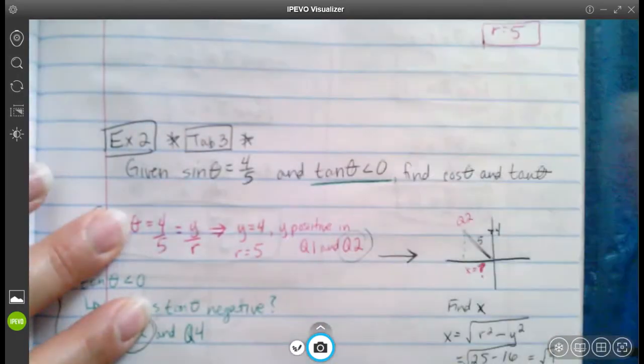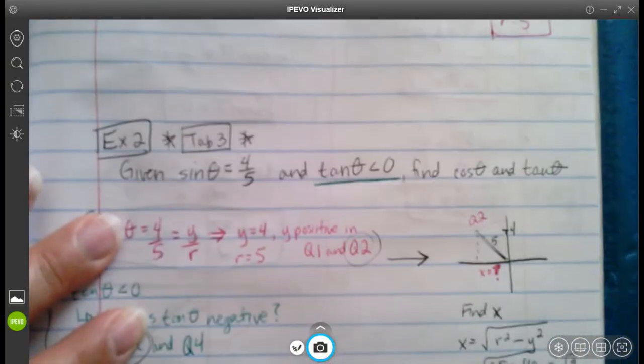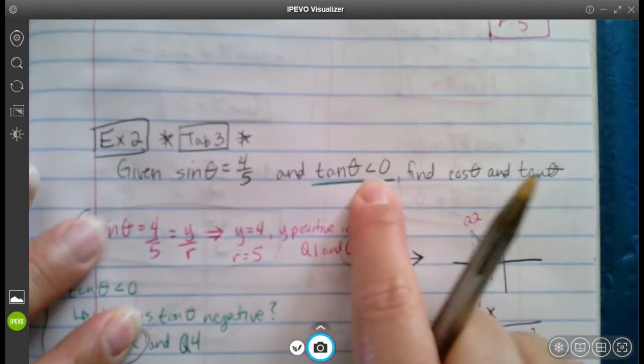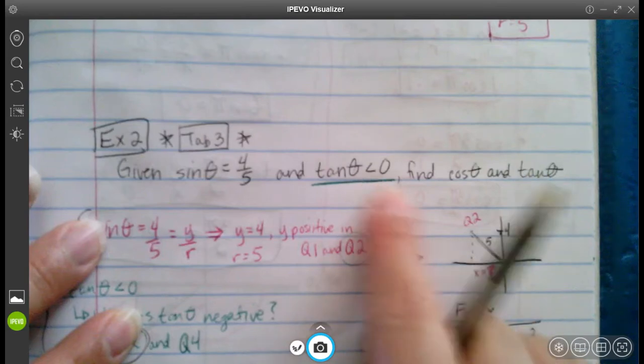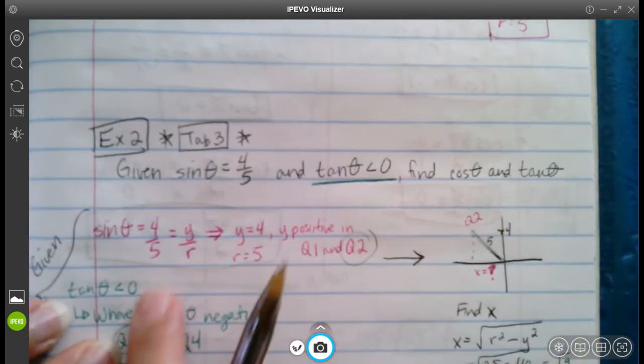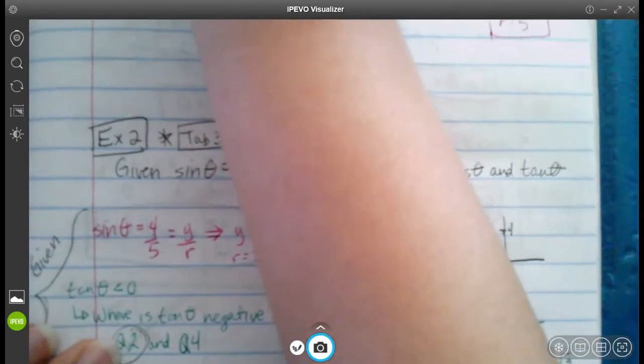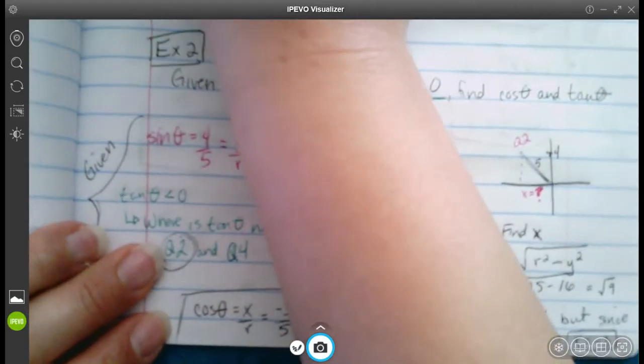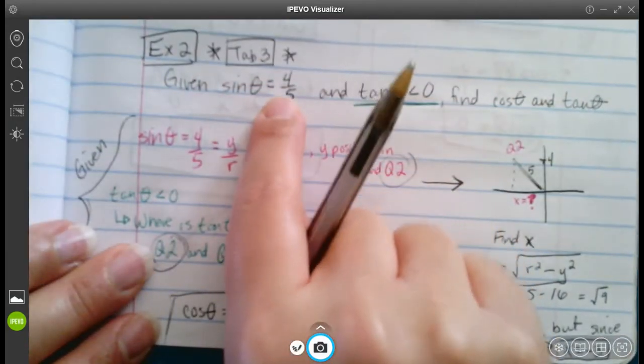Let's move on to example 2. We're given that sine of theta is 4 over 5 and tangent of theta is less than 0. That's what this means: less than 0 is negative. Find cosine and tangent. What I did for this one is look at what's given and figure out where this is located.